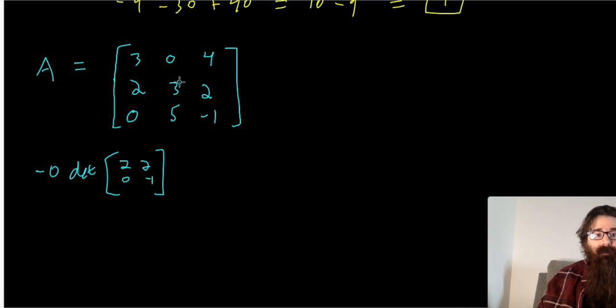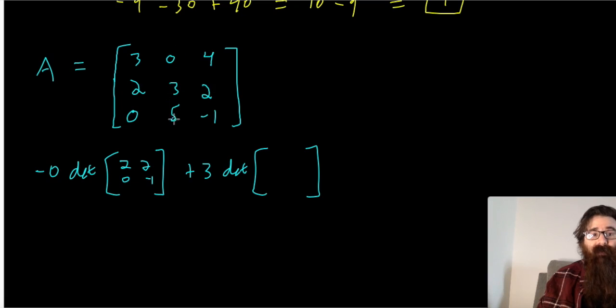And then I'm going to go down to this 3 in the middle. And that's plus, minus, plus. So that's a plus sign associated with it. So I don't flip its sign. I keep it the way it is, plus 3. Times the determinant of the 2 by 2 matrix that I get when I remove its row and column. So that's kind of the corners, right? 3, 4, 0, -1.